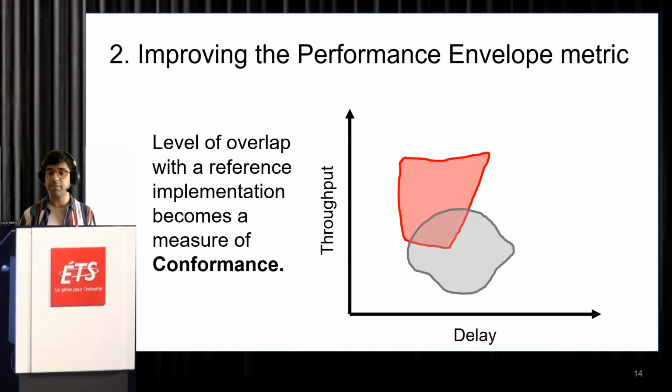We could then compare this region with that of some reference implementation to understand how the two implementations differ in performance. The overlap between them could then be used as a measure of how similar they were, which we call conformance. In the paper, we discuss several issues with this naive approach, but in the interest of time, I will go over one key issue in this talk.